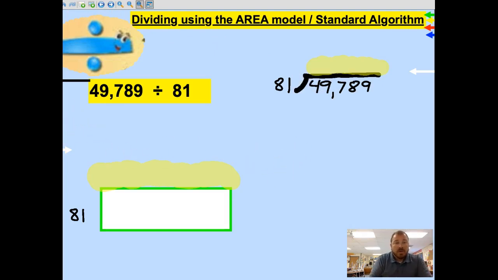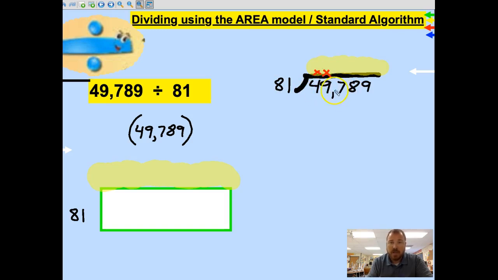All right. So we're going to start off with 49,789, and we're passing that out to 81 people. We try to contextualize this by saying it's $49,789 that's being passed out to 81 people. Before we begin, we've got to figure out how many digits our answer will have. So to do that, we look at our standard algorithm over here, and we ask, does 81 go into 4? No. Does 81 go into 49? No. Does 81 go into 400 something?